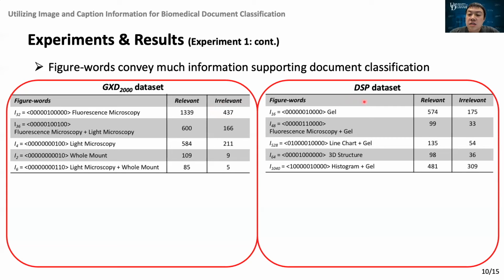Similarly, over the DSP dataset, there is a clear difference in figure word distribution between the relevant and the irrelevant dataset. Therefore, our figure words have much potential for improving biomedical document classification.